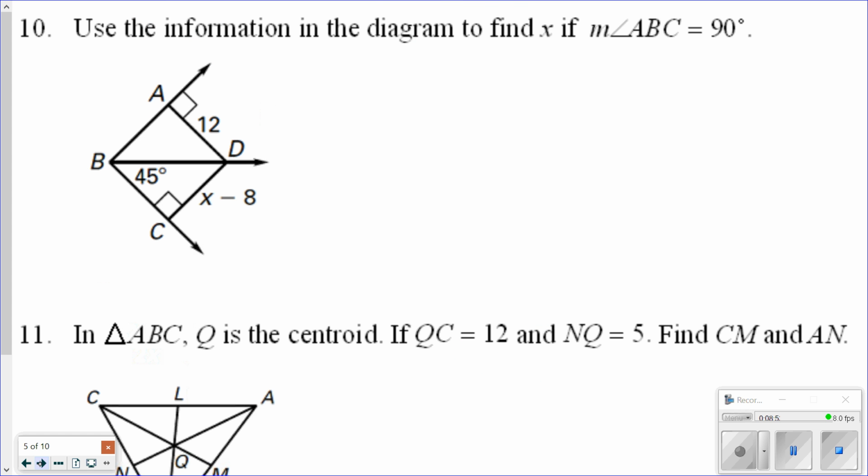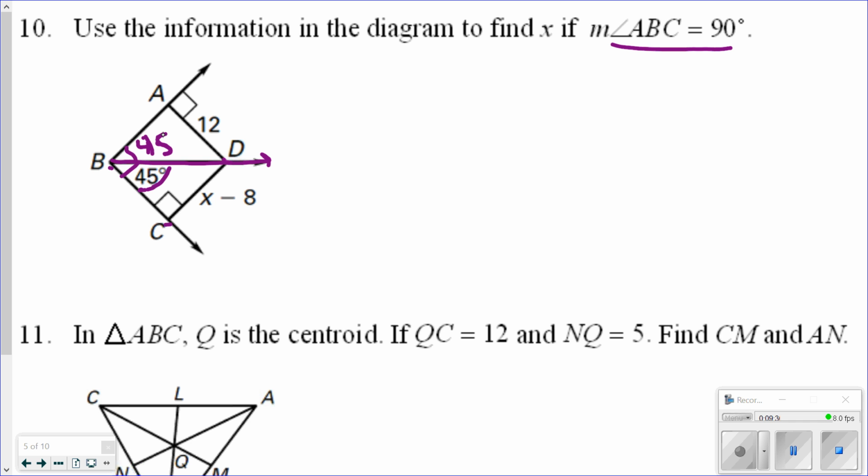Use the information in the diagram to find X if the measure of angle ABC is equal to 90 degrees. All right, so a few things here. Ray BD. I know that angle ABC, this entire angle here, is 90 degrees because it told me this in the information. If angle DBC is equal to 45, that means that this angle is also equal to 45 because they need to add up to 90 degrees.